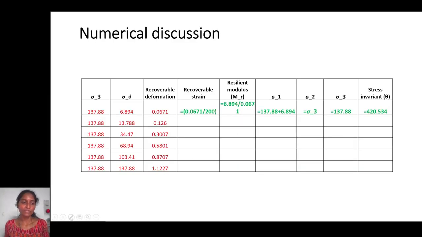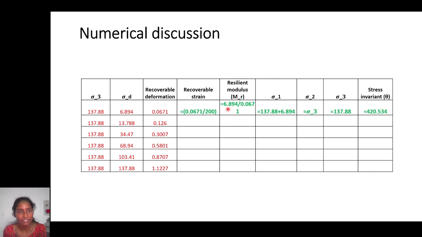So for one of the rows I have calculated, you can see here. Sigma 3 is given, sigma d is given, recoverable deformation is given. So first you have to calculate the recoverable strain. How do we calculate the strain? Strain equals recoverable deformation by the original length of the specimen height. Specimen height is given as 200. So recoverable strain we have calculated. If you know the strain, how to calculate the modulus? Modulus is always stress by strain. But which stress?